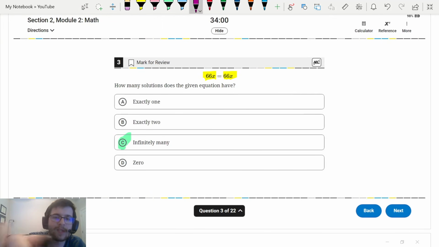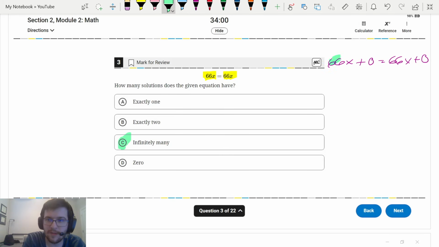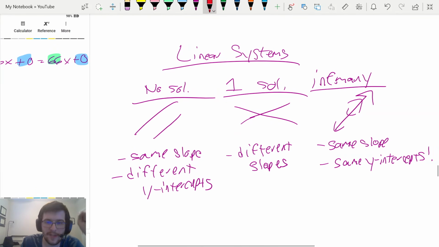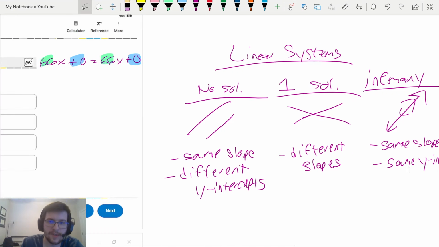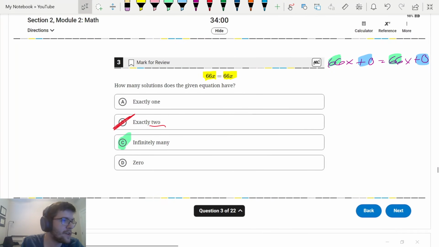Anyway, so 66x. Do you see if I rewrite it as 66x plus 0 equals 66x plus 0, you see that it has the same slope and the same y-intercept. So that means it has infinitely many. That's another way to think about it. This is a linear equation, so linear equations can never have two solutions, so this is just wrong right off the bat. Notice how in my table they always have 0, 1, or infinitely many solutions. Okay, great. So 3 is C, and again, any equation with the same exact thing on both sides has infinitely many.